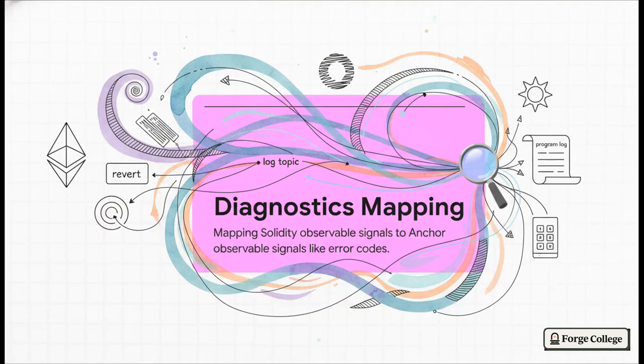Out of all of those, the absolute most crucial piece of the puzzle is the diagnostics mapping. This explicitly links the original observable signals from Solidity, like a text string revert or maybe a specific log topic, directly to an Anchor observable signal, like an emitted program log or a custom numeric error code. This mapping is exactly how a developer who's debugging a Solana transaction knows they're staring at the exact equivalent of an Ethereum revert. It's the aha moment for debugging.